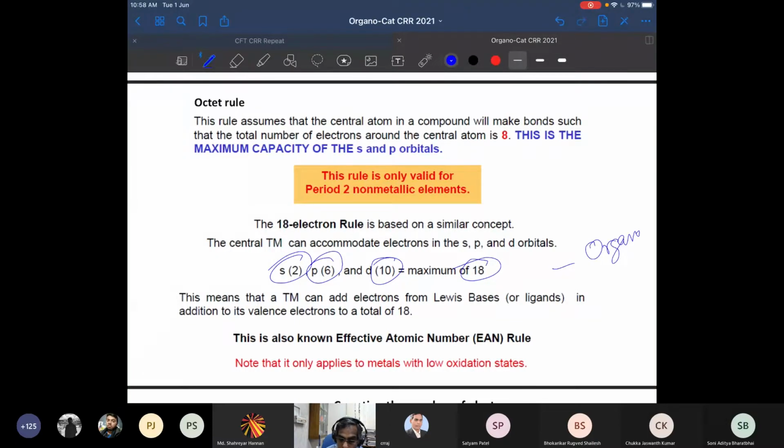In the case of your S and P, you have an 8 electron octet rule. So this octet rule is basically valid only for period 1 to non-metallic elements. These are all fundamental. We are not going to study and take an example and work out. We are not going to do that.